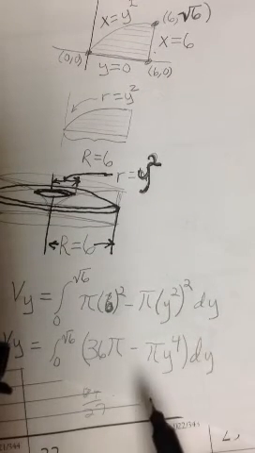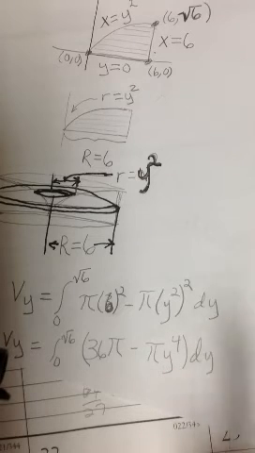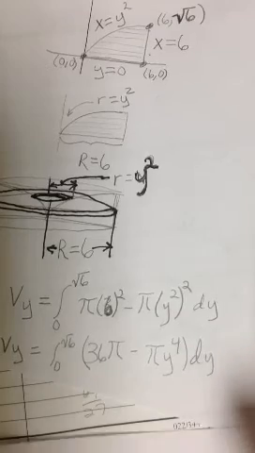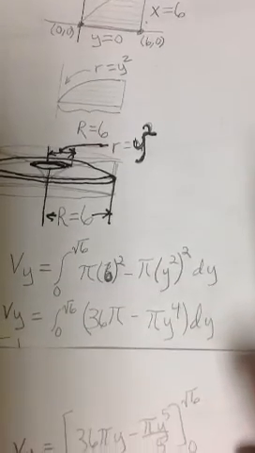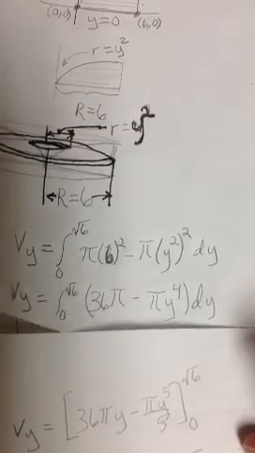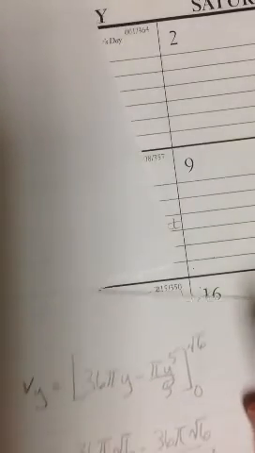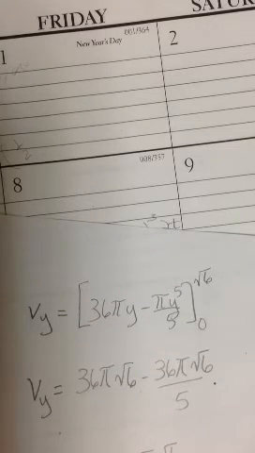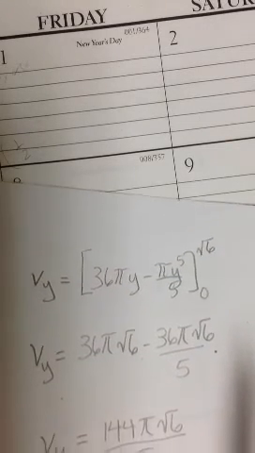So we have going from 0 to the square root of 6, and taking the squares of 6 and y squared, it follows that V of y is equal to the integral from 0 to the square root of 6 of 36 pi minus pi times y to the 4th dy. And as we carry out the terms using the power rule of integration, we have 36 pi y minus pi times y to the 5th over 5 as y proceeds from 0 to the square root of 6.